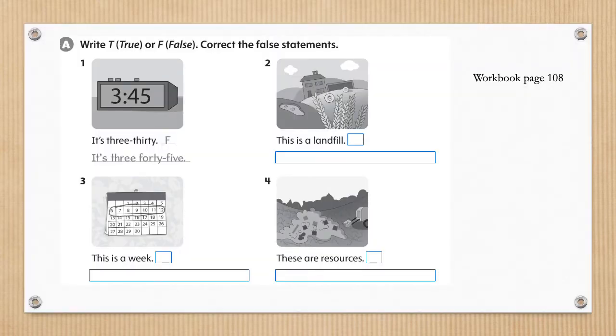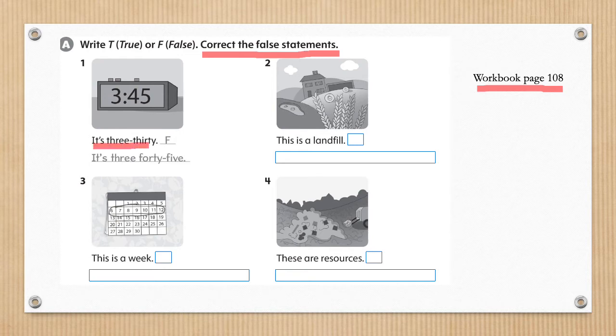Students, could you please open your workbook to page 108? Remember to pause whenever you need extra time. Let's start with activity A. We need to write true or false and correct the false statements. Correcting the false statements means if it is false, we need to change the sentence to make it true. An example of this is number 1.